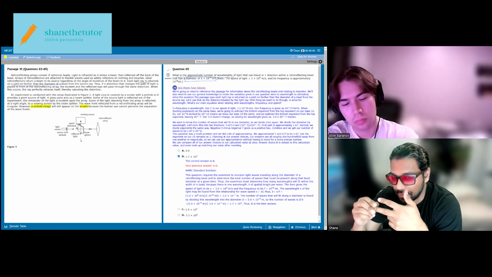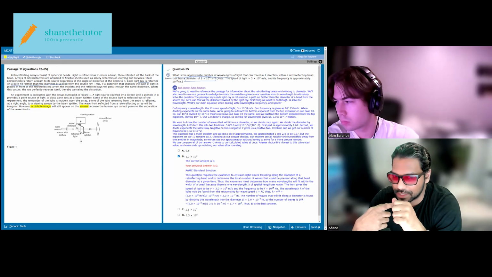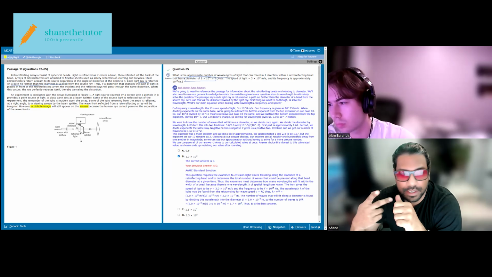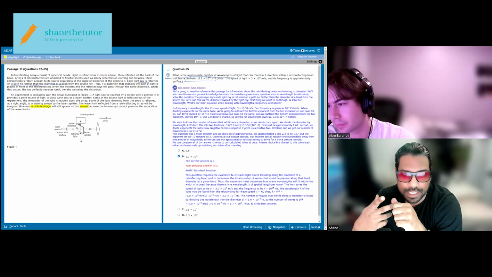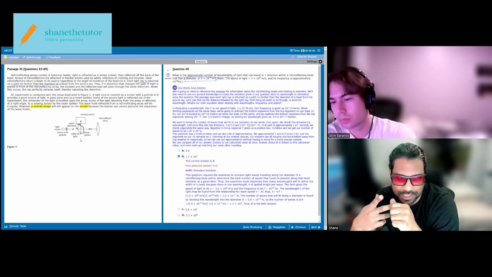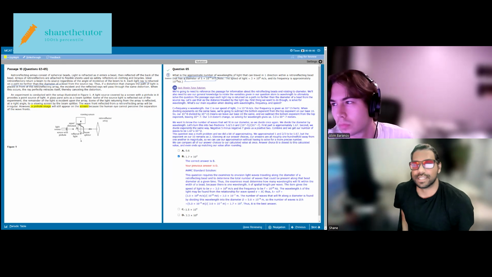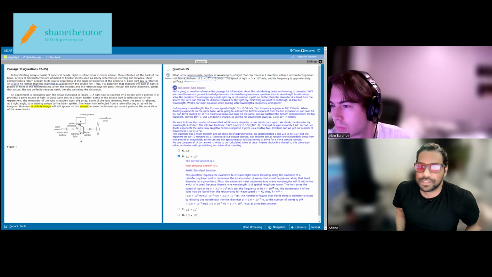So essentially making sure that we understand the question is asking for number of wavelengths, not the wavelength. So that's reading closely. And two, this diameter value doesn't have any relevance except if you look at the passage, and then the passage information would help us see the diameter as the distance that the light travels.